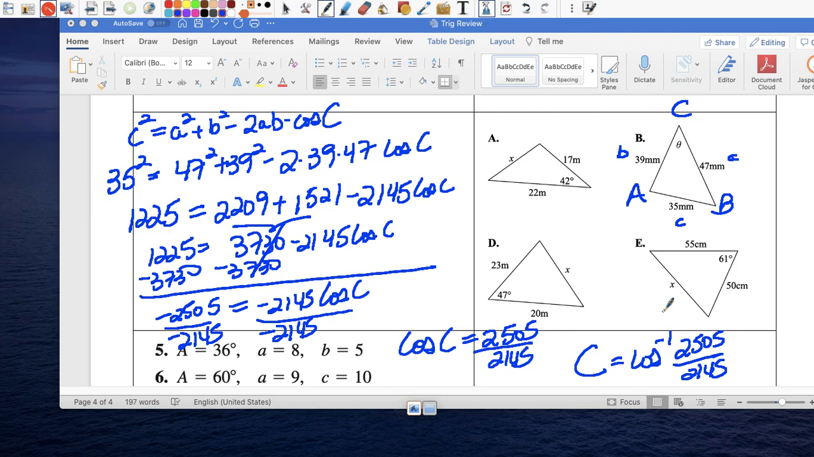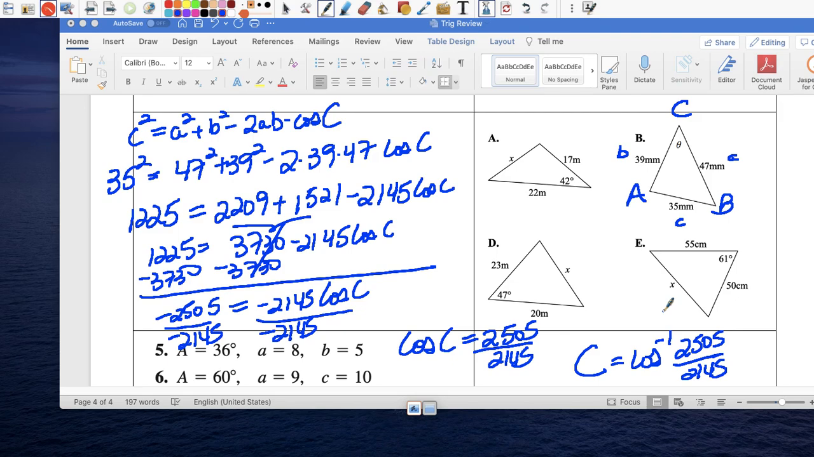Second function, number 4, 5 in your calculator, fraction 2505 over 2145. Enter. What the heck? Second function. Five over 2145. Did I do something wrong? Give me a second. It gives me a domain error.